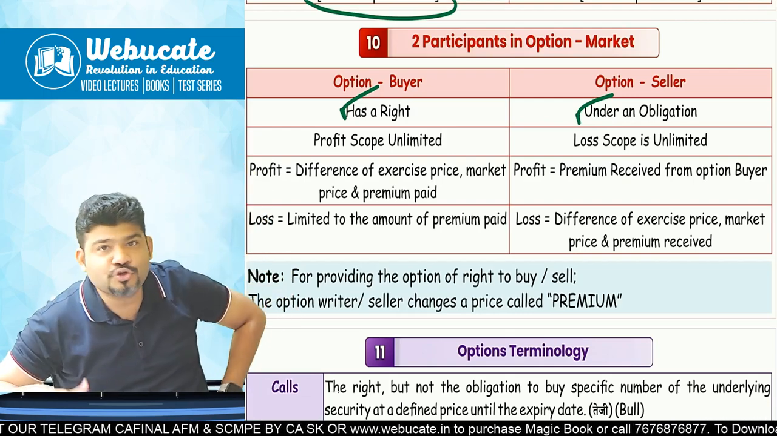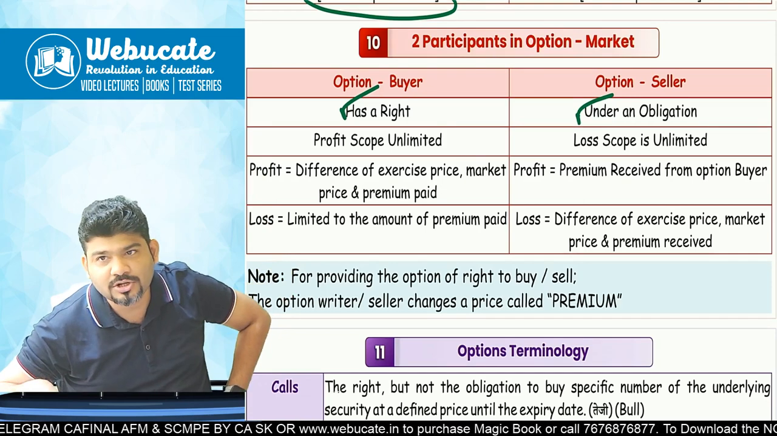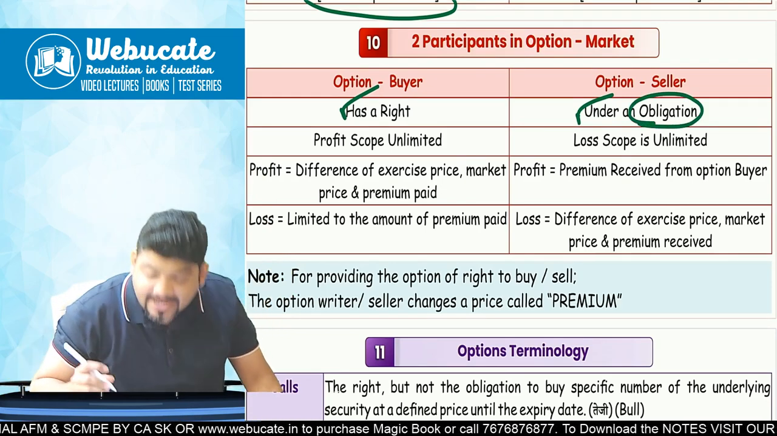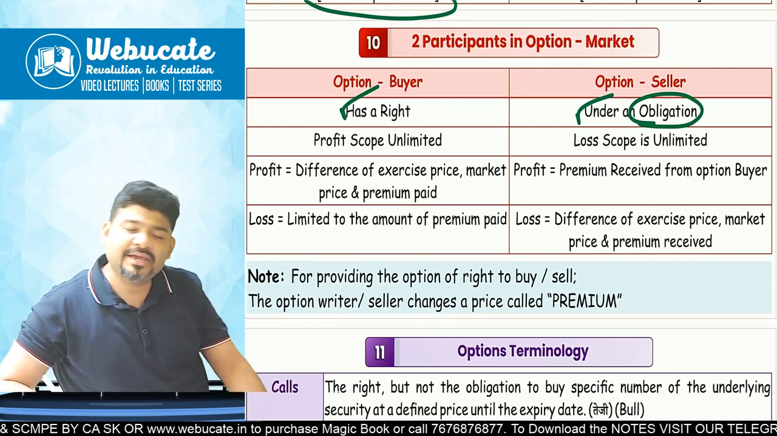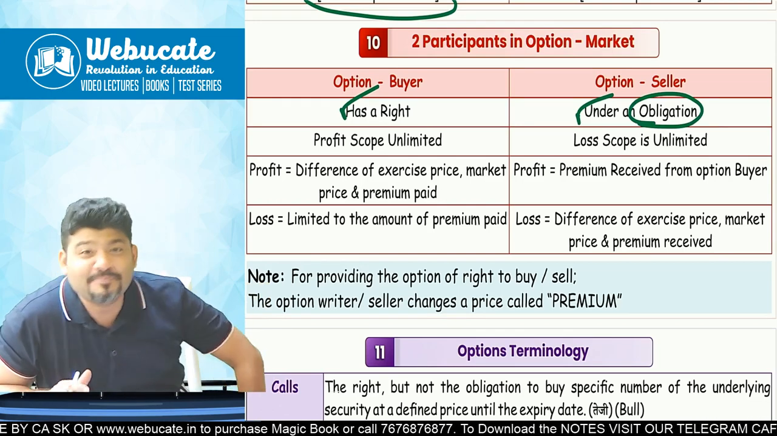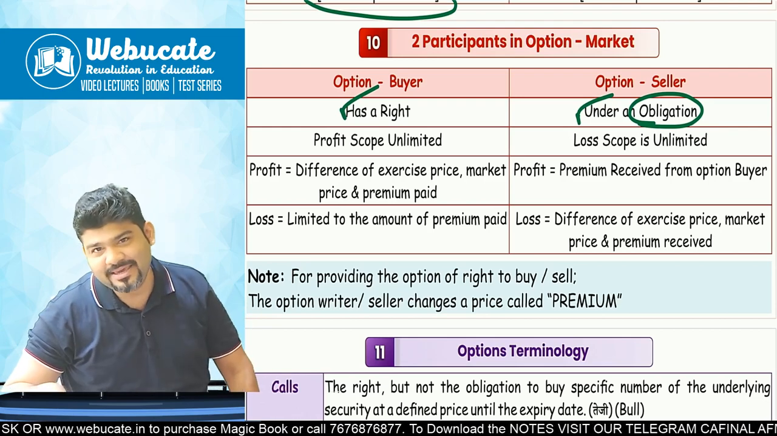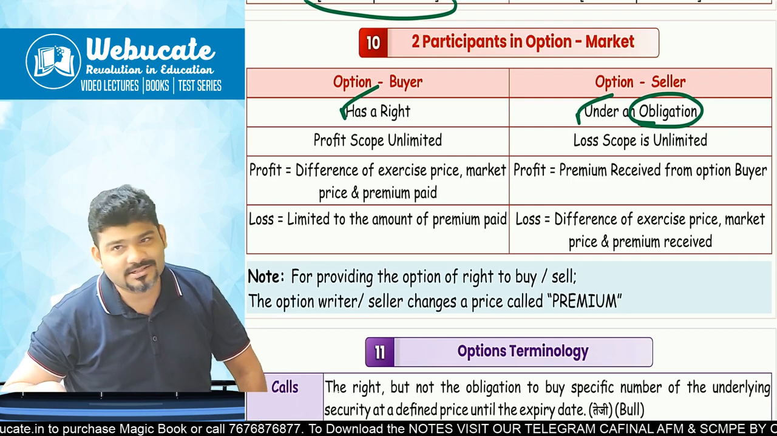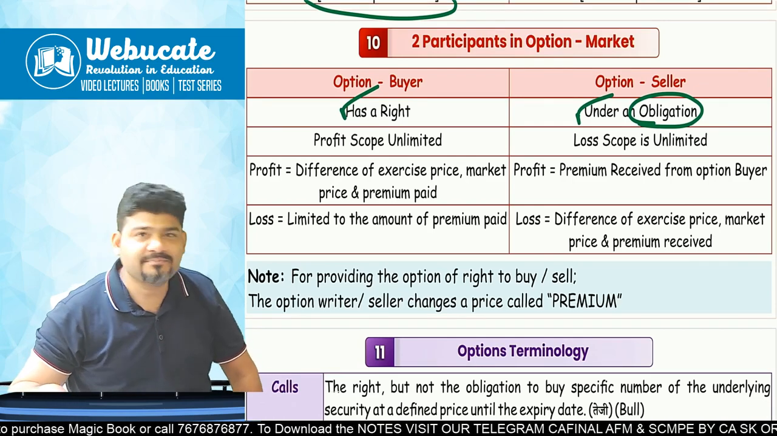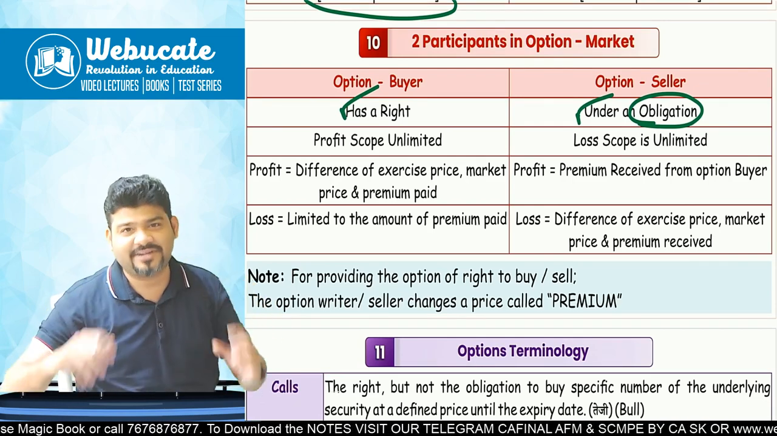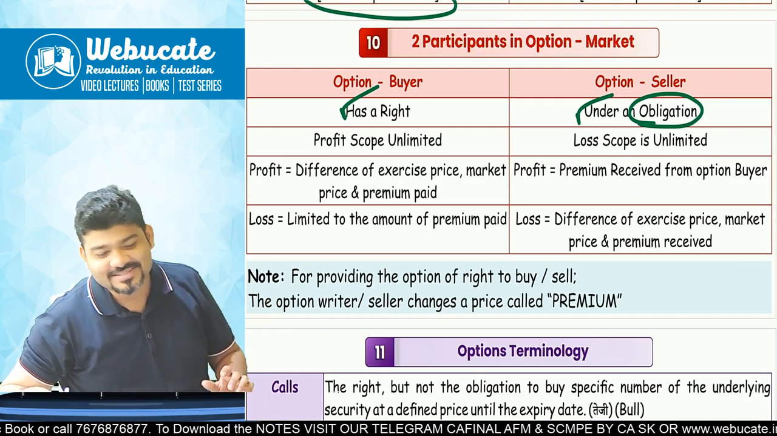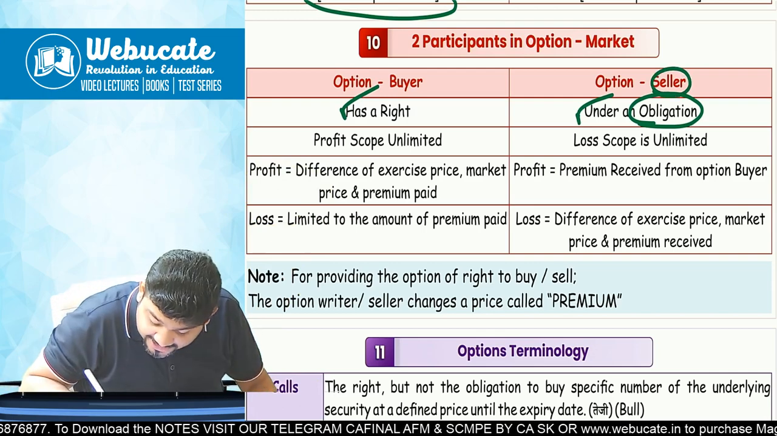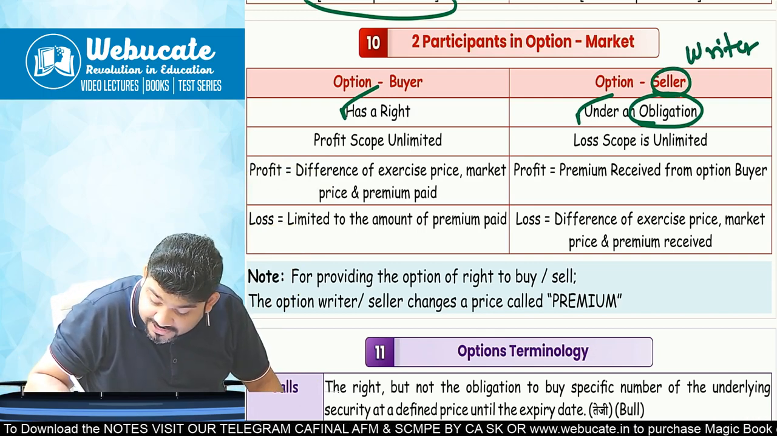Now you will feel, sir, it is so harsh on that person. We have a right, but he is under an obligation. Yes, he is under an obligation. Still, he makes a good amount of profit. You don't have to feel pity for that person. As per SEBI, in the stock market, 8 out of 10 option sellers earn money and 2 option buyers lose money, if you take a range of 10 traders. So we have a right, and that other person under an obligation is called the option seller, also called the option writer.